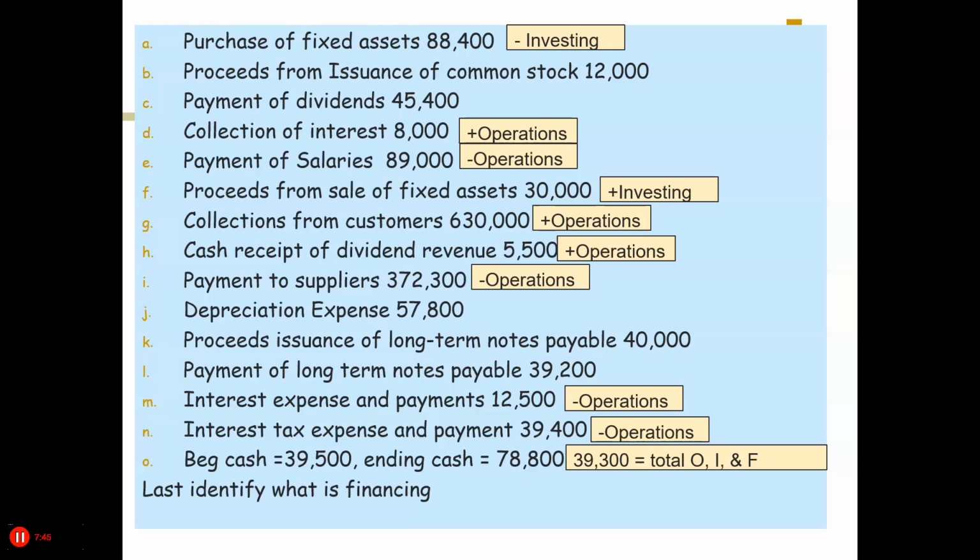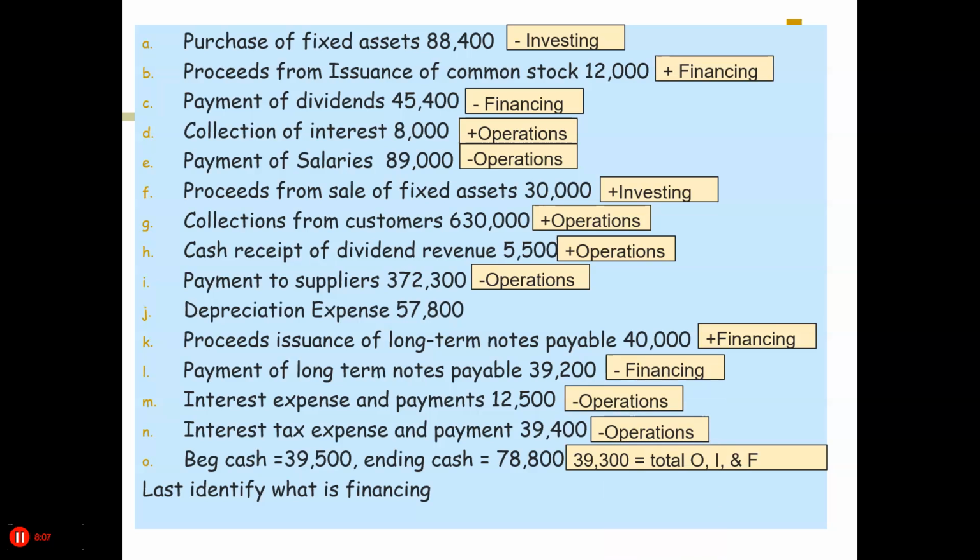Now the last thing we want to do is look at financing activity. Well, we issued stock, that would increase cash. We paid dividends, that would decrease it. We sold a long-term note. No, I'm sorry, we issued a long-term note and we received the cash, and then we paid one off. Now, we still have one more item left: depreciation expense. Remember, that's a non-cash item and we ignore it.